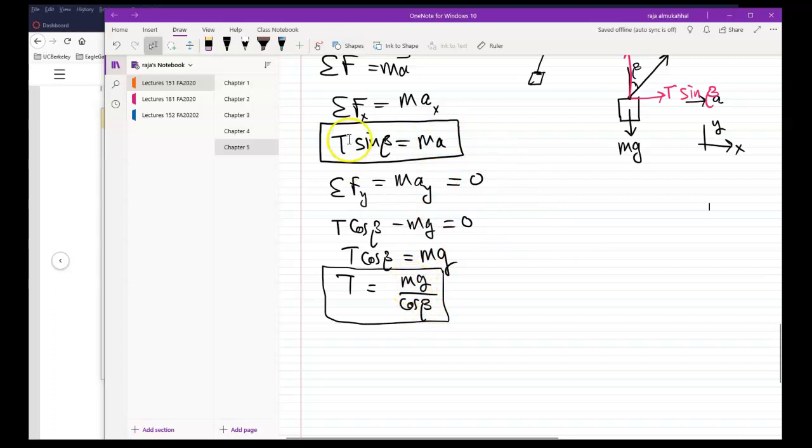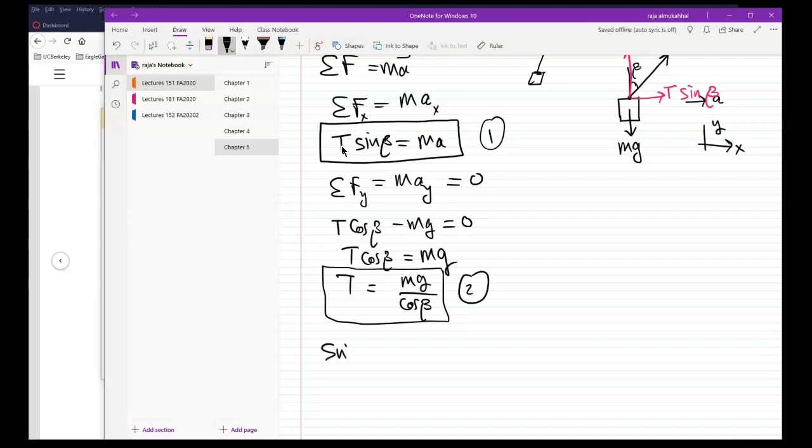In other words, eliminate T. How do I do that? Well, one way to do it, I can take T is equal to mg over cosine beta, right? I can take that, and I use the method of substitution, and I'll plug it right in here. See what I'm saying? So let me go back. Let me call this equation 1, equation 2.